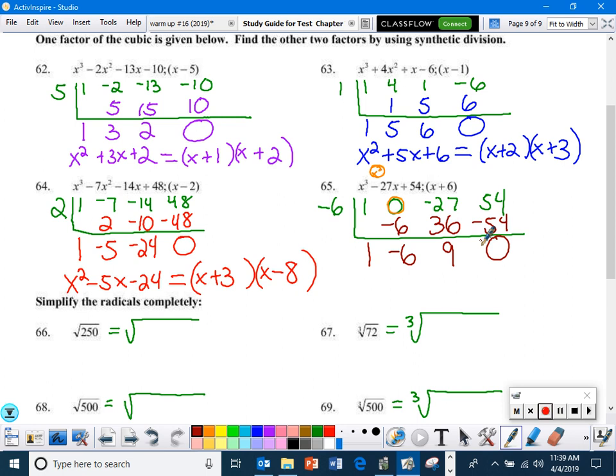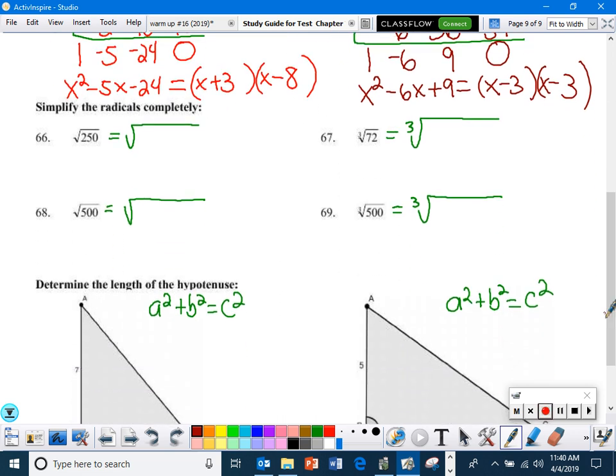If we didn't, then we did something wrong. All right, rewrite. Factor. Factors of 9 that add up to -6. That would be x minus 3 and x minus 3. Okay, number 66.